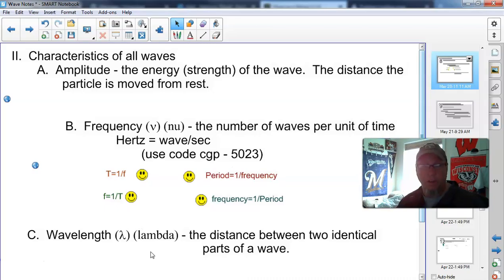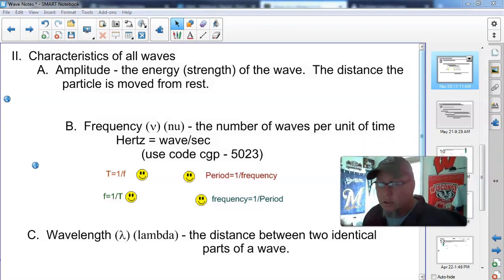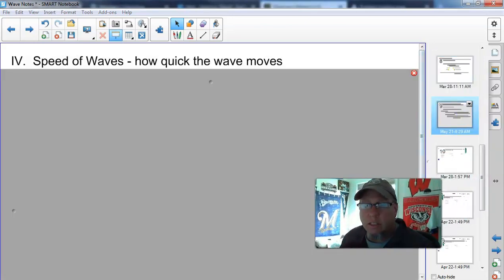There's these three variables. Amplitude is how high it is from the resting line. Frequency is the number of waves you can see in the unit of time. And wavelength is the distance between any two identical parts. You can go from crest to crest, that's what I find easiest. You could measure from trough to trough, it's also pretty easy. You could measure like what I was doing, where it's going up, but then you've got to find another spot where it's going up again. So let's take a look at the speed of a wave.